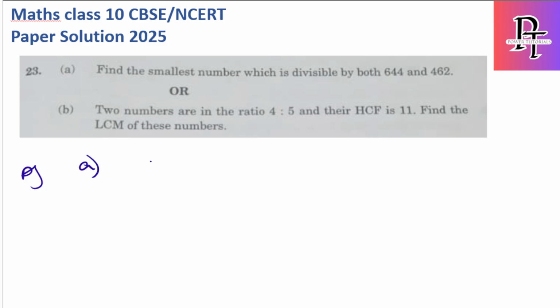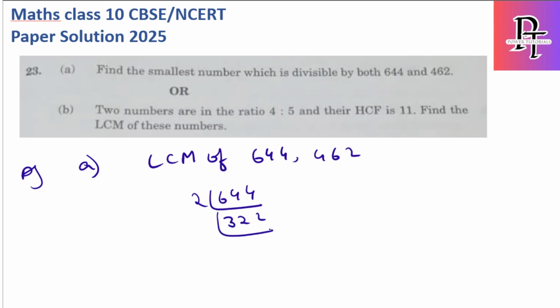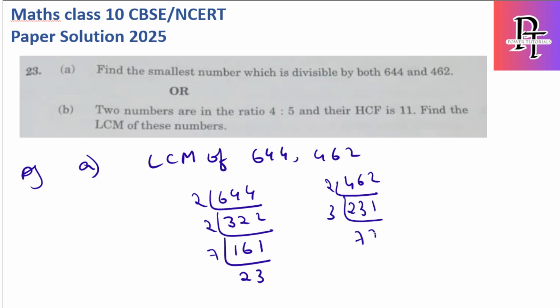You need to find the LCM of 644 and 462. Let's solve it. 644, if I divide by 2, it becomes 322, again by 2 it becomes 161. If I divide by 7, 7 2s are 14, 7 3s are 21, that's it. Same way here, 462: 2 2s are 4, 2 3s are 6, 2 1s are 2, 3 7s are 21, and then 7 11s.